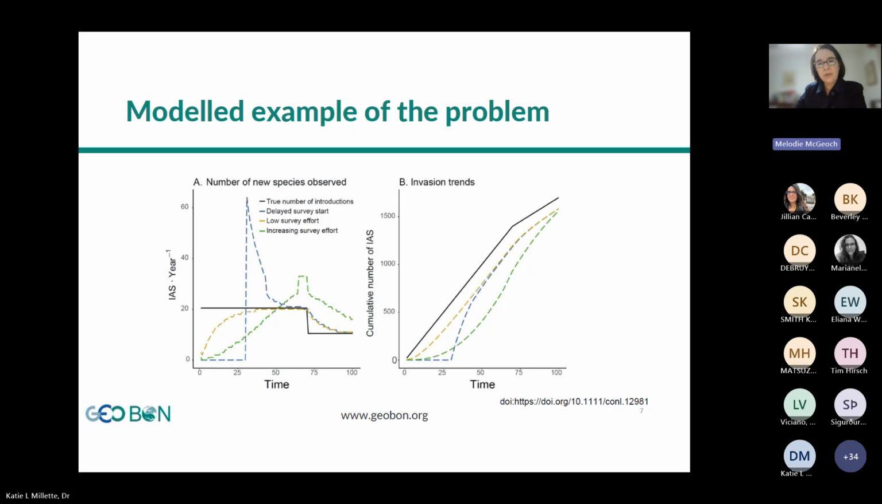So early in time, if we didn't know the true rate and we were estimating it based simply on our imperfect survey effort, there are points in time where we would think that perhaps the introduction rate is exponentially increasing. There are points in time where we would think it was higher versus lower. But in reality, the black line represents the actual cumulative numbers of IAS. So you can see how survey efforts and changes in survey effort over time can produce rates of introduction that are quite different from what they should be. Next slide.